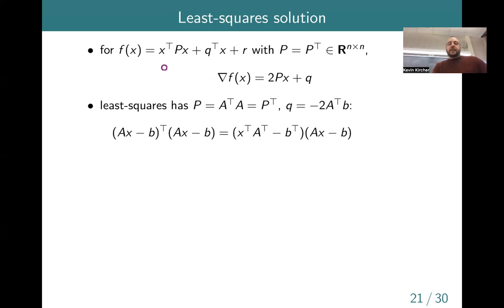Okay, and then we can apply this rule for taking the derivative of a quadratic function to the least squares problem, where our matrix P is just A transpose A, and that thing is symmetric. If you take the transpose of it, you can see that it's equal to itself. And our q value here is -2 A transpose B.